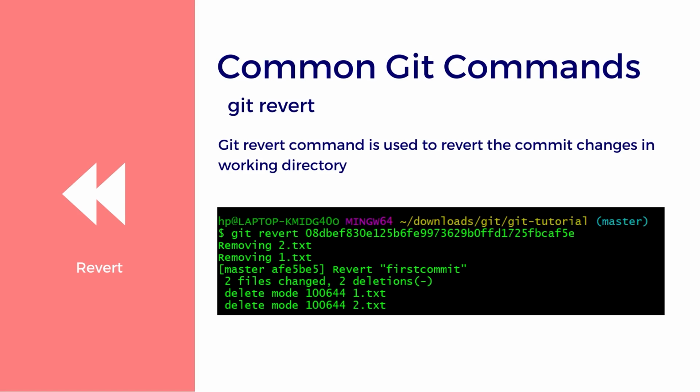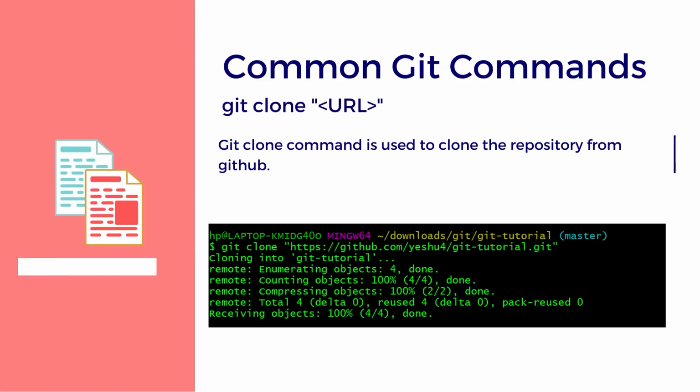If you are working with a repository that consists of legacy code or another developer's code, in this case, the git clone command comes in handy. Git clone command is used to clone the repository from GitHub.